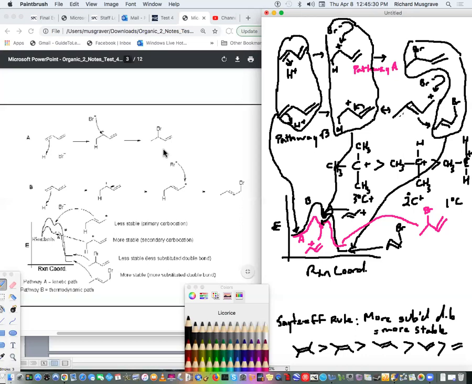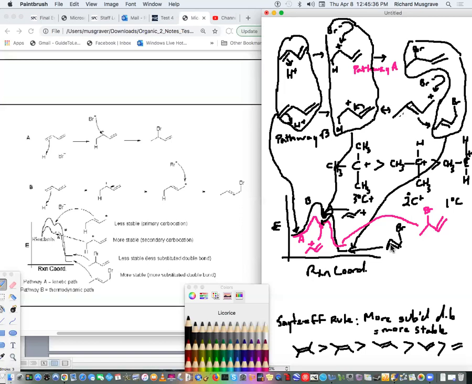All right. If we look at the end of the pathways and we're looking at the products, what you can see is that the black product here is lower energy than the pink product. The reason for that is to do with the Zaitsev rule, because the black one is more substituted than the pink one is. And by more substituted, I'm talking about more carbons attached to a double bond.